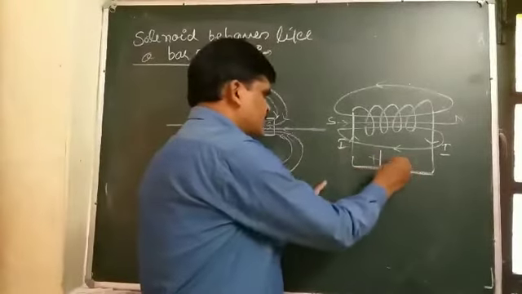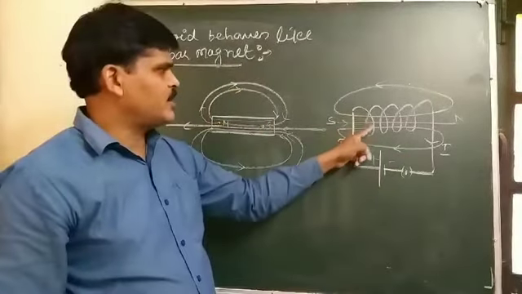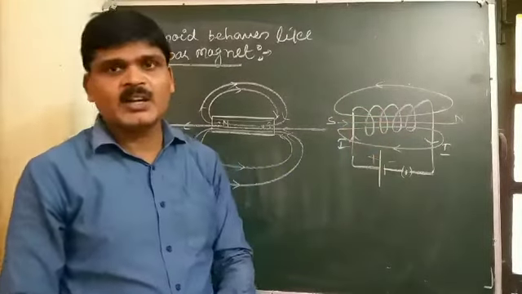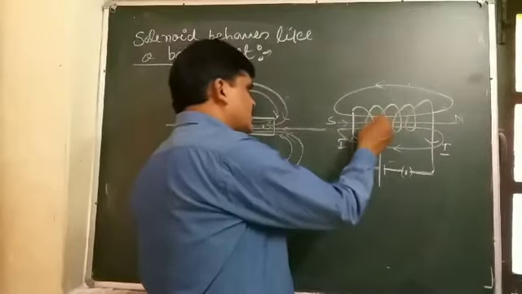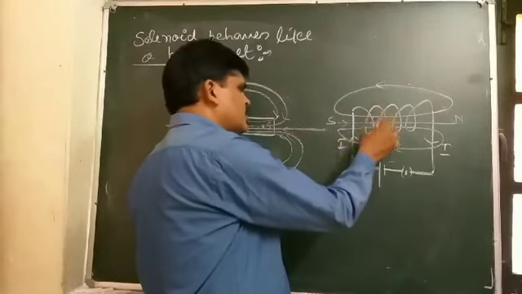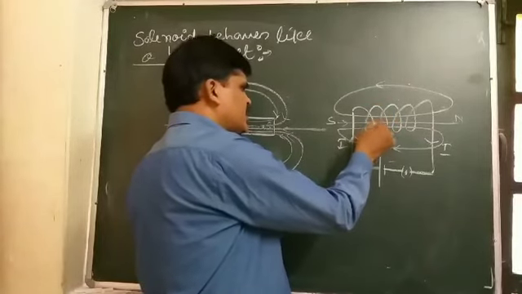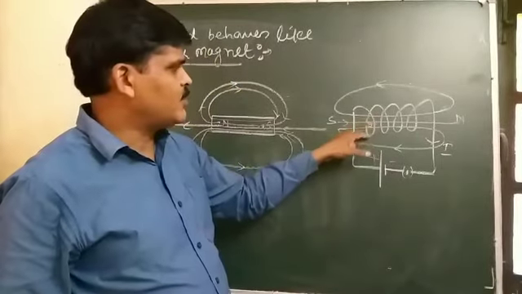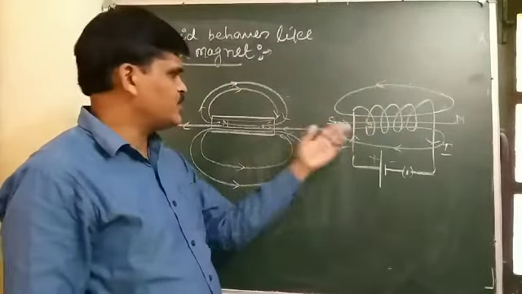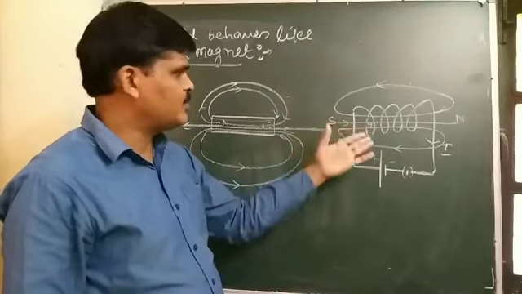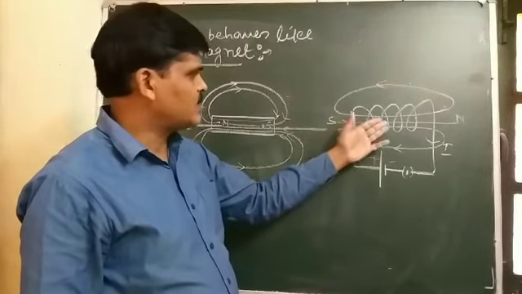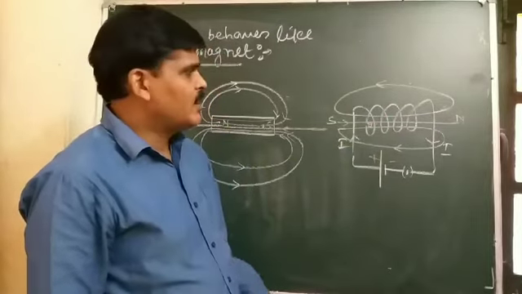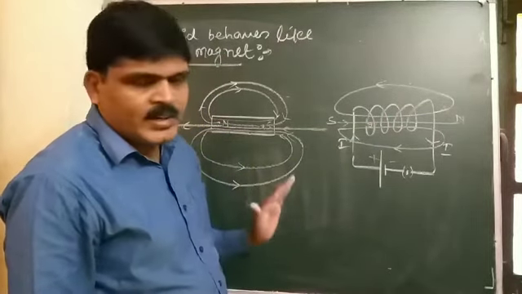The current passes in this solenoid from positive to negative, and every circular current loop behaves like a magnetic dipole. If the current flowing in the circular current loop is clockwise, the face towards you is south, and behind it is north. So south north, south north, south north, and so on. You already know that.